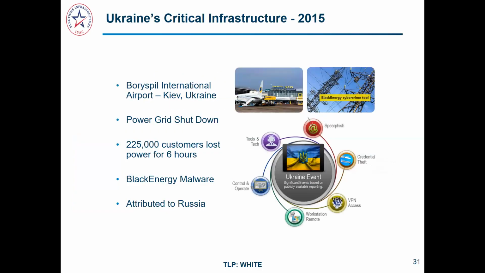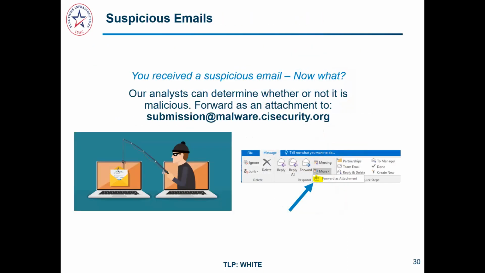If anyone doesn't believe me, go ahead and look up Ukraine's critical infrastructure incident in 2015, when the entire power grid was essentially shut down thanks to somebody clicking on something in a phishing email. So keep that in mind. You can always forward over as attachments any suspicious emails to us. And if you don't mind actually going back, that email address, submission@malware.cisecurity.org, is the quickest way to get that analyzed.